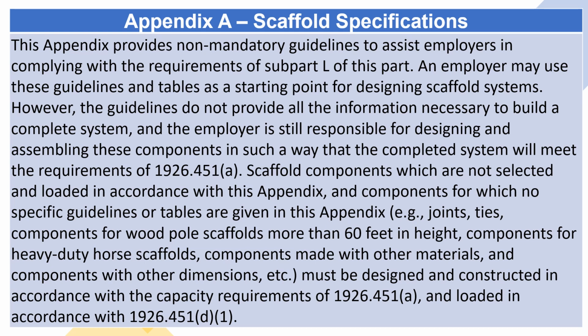Scaffold components which are not selected and loaded in accordance with this appendix, and components for which no specific guidelines or tables are given in this appendix, e.g., joints, ties, components for wood pole scaffolds more than 60 feet in height, components for heavy-duty horse scaffolds, components made with other materials, and components with other dimensions, etc., must be designed and constructed in accordance with the capacity requirements of 1926.451(a).